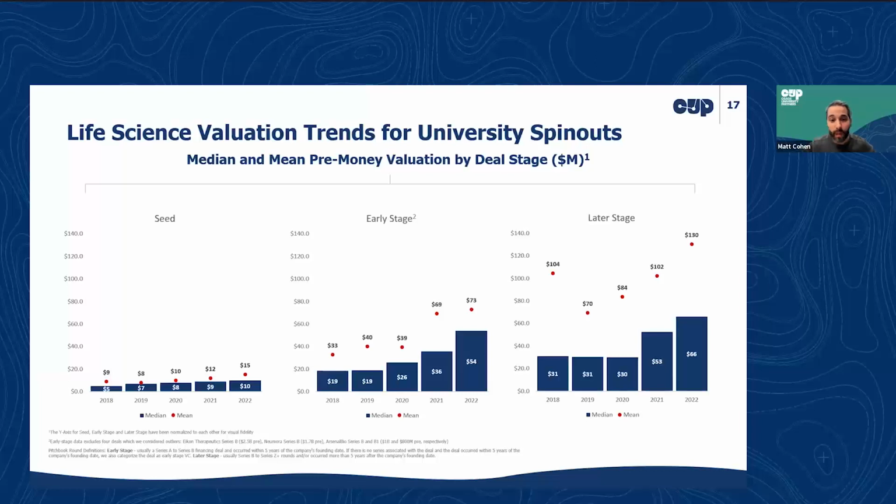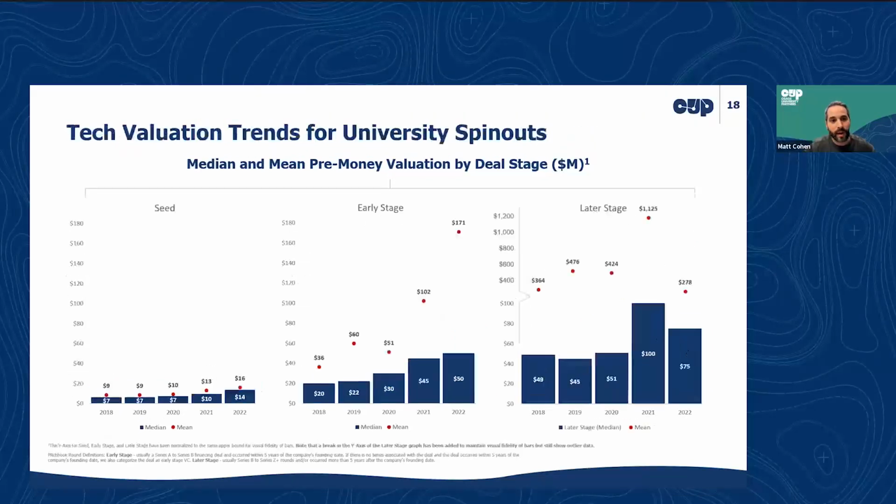But past results don't necessarily predict future performance, much like past valuations don't predict what's going to happen in the future. Perhaps this number in 2023 will go down. We'll see, and we look forward to sharing that data in the future with everyone.